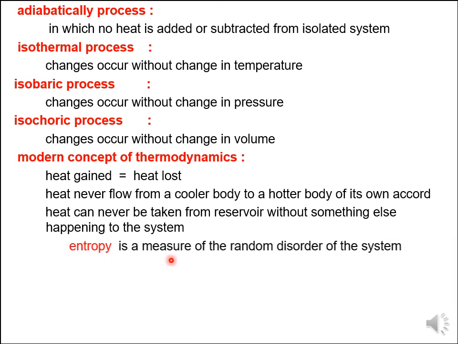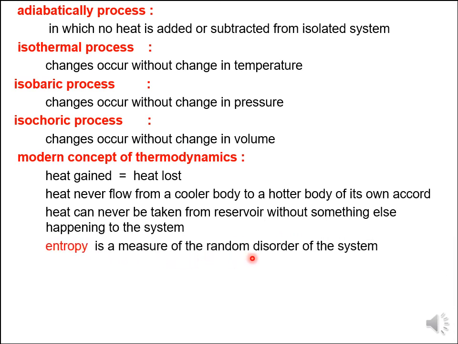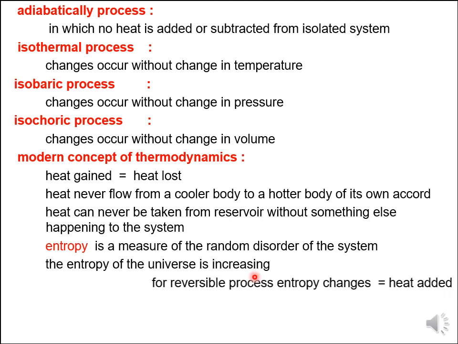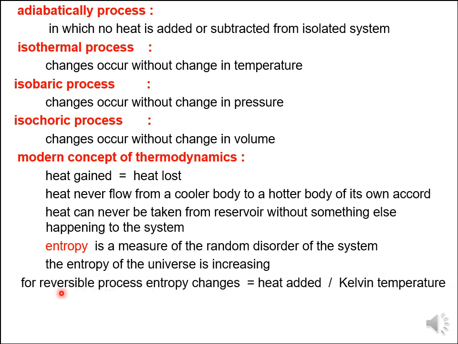Entropy is a measure of the random disorder of a system. The entropy of the universe is increasing. For a reversible process, entropy change equals heat added per Kelvin.